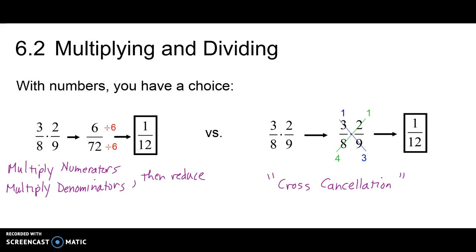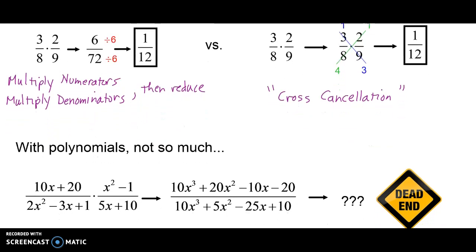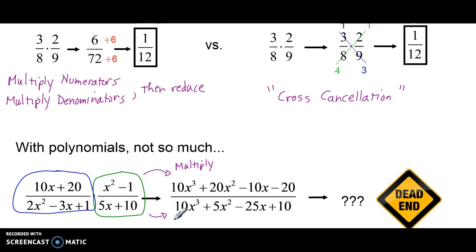Now, in elementary school, with numbers, you could do things either one of those two ways. That's not going to be true now that we're in algebra and we're working with polynomials. Take a look at this problem. We've got one fraction on the left, 10x plus 20 over 2x squared minus 3x plus 1, and we're multiplying by another polynomial fraction, x squared minus 1 over 5x plus 10. And if you try to do things the basic way, where you multiply the tops and multiply the bottoms, you get a mess.